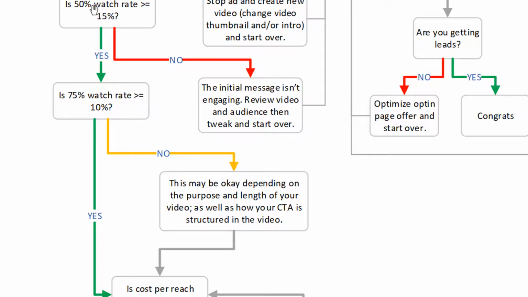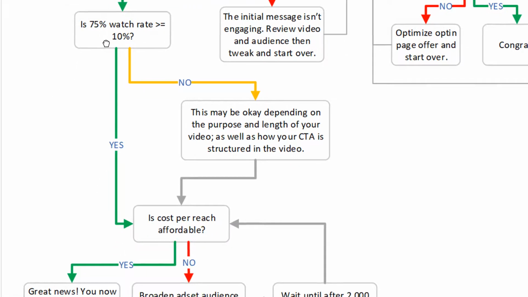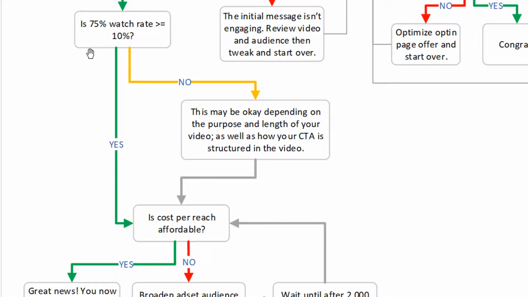Okay? Now let's say 15% of your viewers actually watch 50% or more of the video. If they did, now they come down to this section. And now another question is asked: did 10% or more of your audience watch at least 75% of the video? So let's say you have a 1-minute video. Did they watch at least 45 seconds of it? Let's say you have a 30-minute video. Did they watch 75% of that?